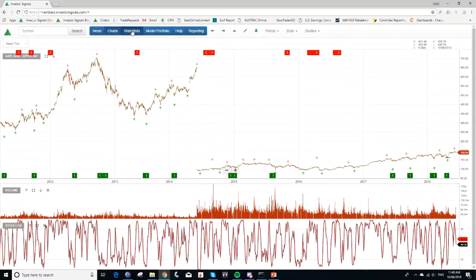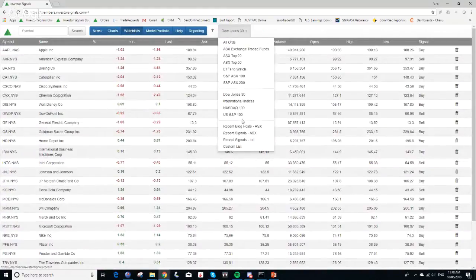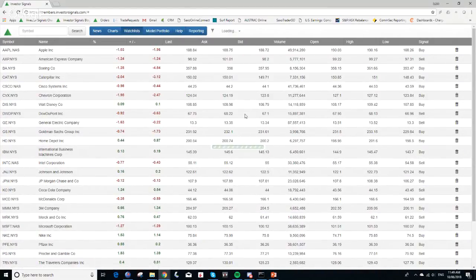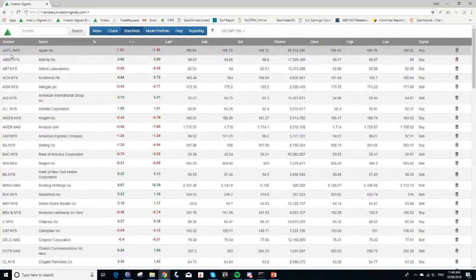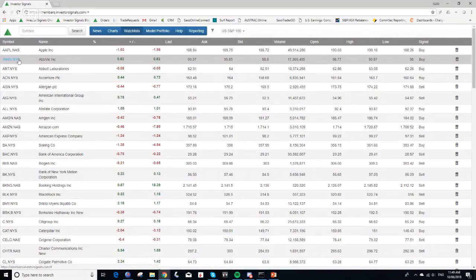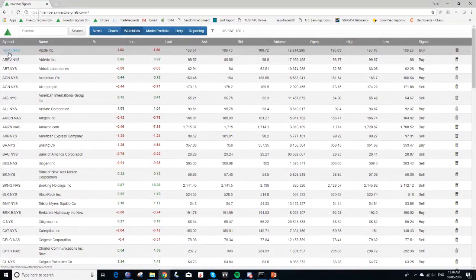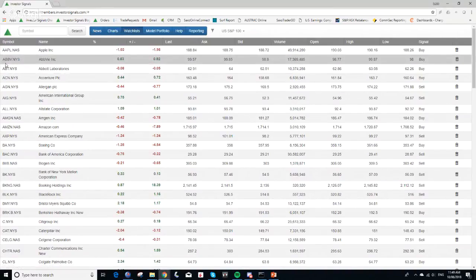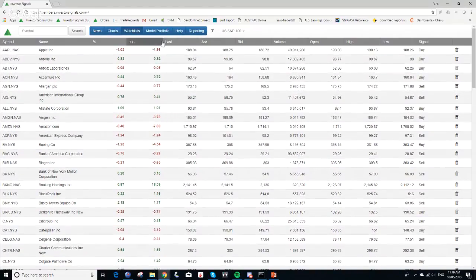When you have time, you may wish to come into the watch list and just toggle through the S&P 100, which is the top 100 companies in America. Just to point something out if you're not aware, the S&P 100 is made up of stocks that are listed on the NASDAQ and the New York Stock Exchange. So the extension at the end here, .NAS, means it's NASDAQ listed, .NYS means it's New York listed. So you can toggle through those top 100 at some point.